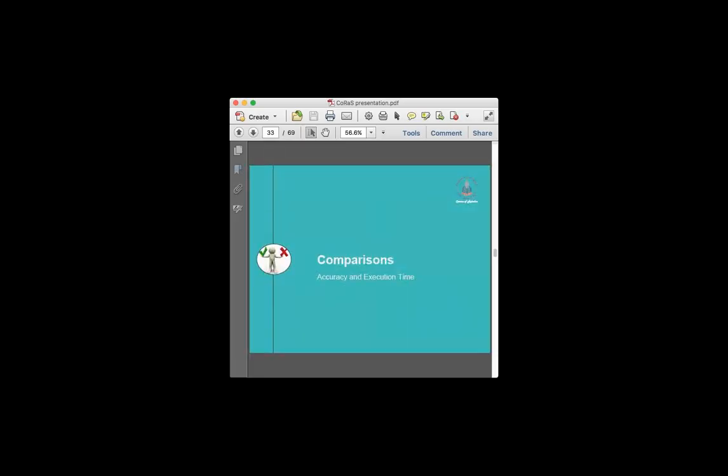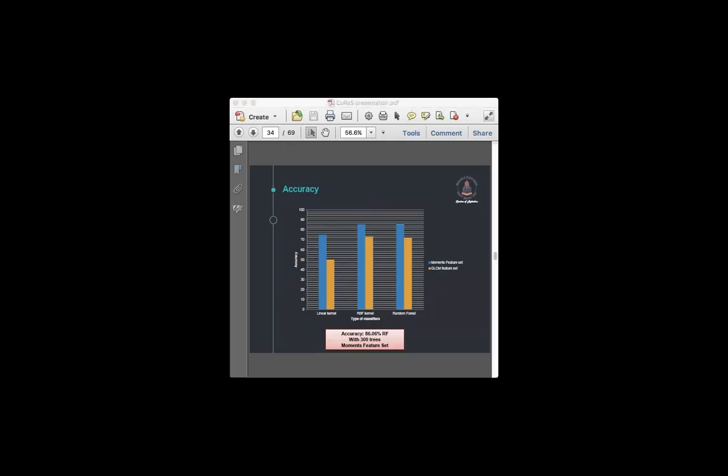So when we compare the accuracy and execution time, we reach this graph, where the best accuracy we achieved was 86.06% with random forest, and we had a feature set of movements. So here we can see the linear kernel, the RBF kernel, and the random forest. These are the three types of classifiers that we tried, and we can see the movements feature set here. Next slide, please.